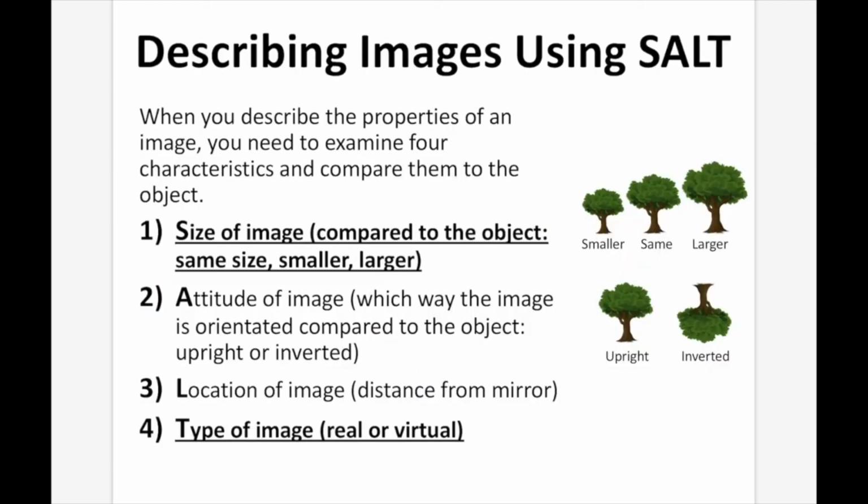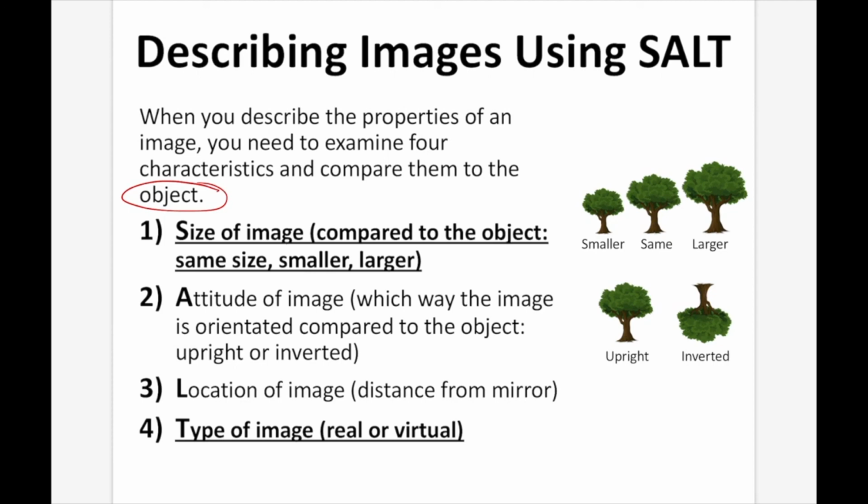Now, how do we describe our images? Well, we're going to use an acronym called SALT. So when you describe the properties of an image, you need to examine 4 characteristics and compare them to the object. It's really important, guys, to compare it to the object. Everything is compared to the object. So for instance, S stands for size of the image compared to the object. For instance, it's larger than the object, or it's smaller than the object.